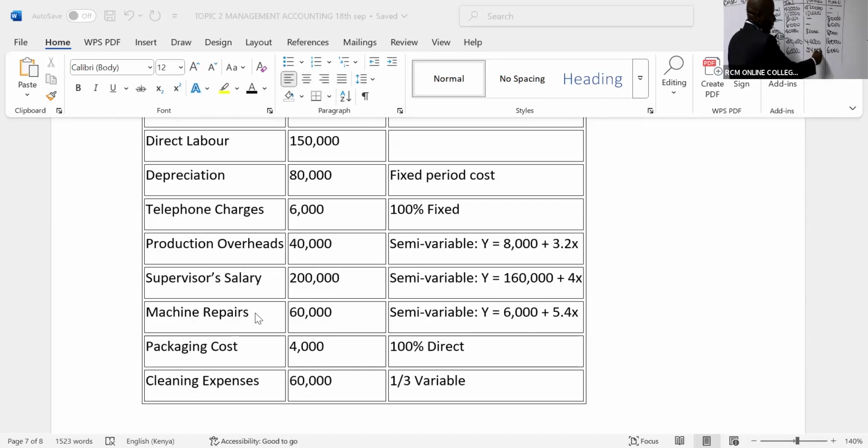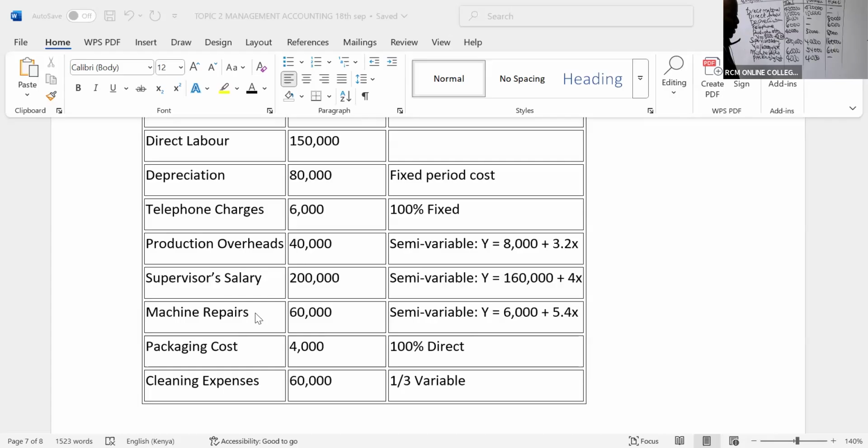54,000, isn't it? Yeah, thank you very much. So after that, we have packaging cost. The total is 4,000, and the whole of it is direct. So where do I put it? Direct variable, isn't it? Variable, yes. So 4,000 here. Nothing direct goes to fixed.